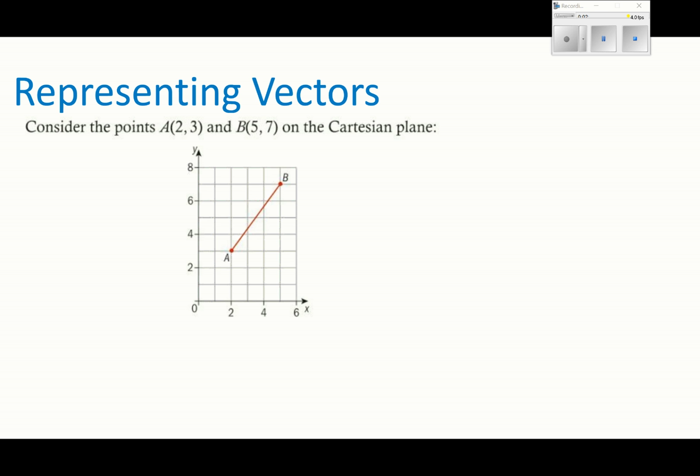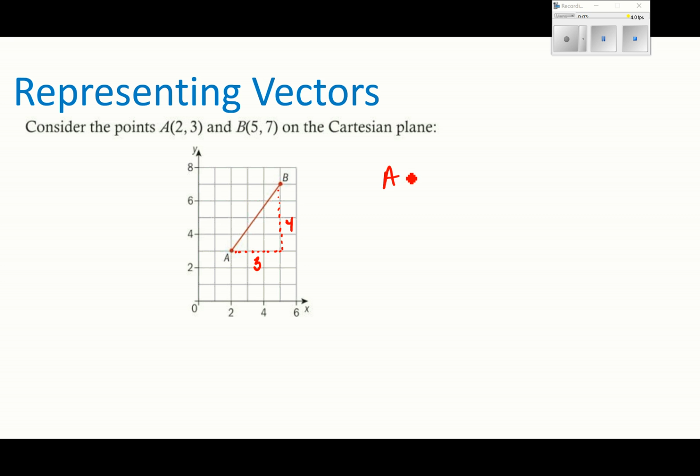So if we wanted to represent a vector, consider the points A at (2, 3) and B at (5, 7) on the Cartesian plane. If we think about this, we moved over 3 units and up 4 units to get from A to B. With vectors, the idea of going in a straight line between 2 points is important, but also other routes we could take to get from point A to point B.